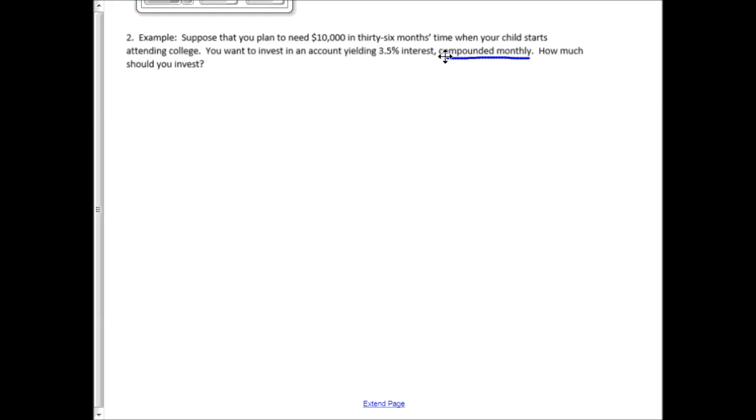So again, the first thing we're going to do is look for that compounded monthly, so we see what formula to use. We're using the same one, A equals P times 1 plus R over M raised to the T times M. List out all those variables so we can fill them in with the numbers from our problem. Alright, so suppose that you plan to need $10,000. So $10,000 is how much I'm going to end up needing, not what I start with. So that's how much I'm going to end up with in the account. So that $10,000 becomes A.